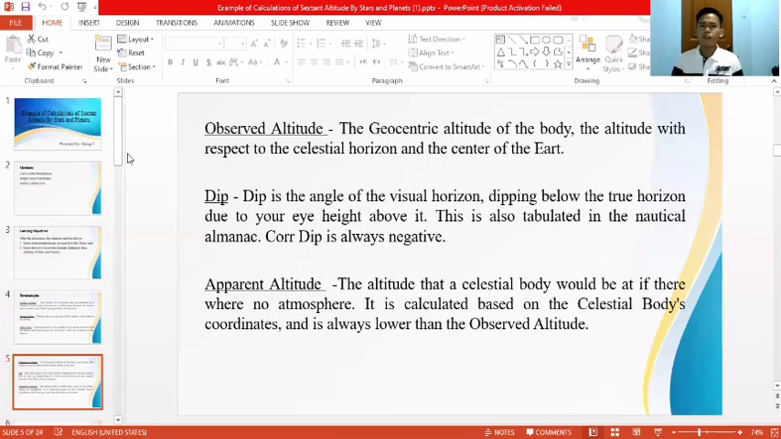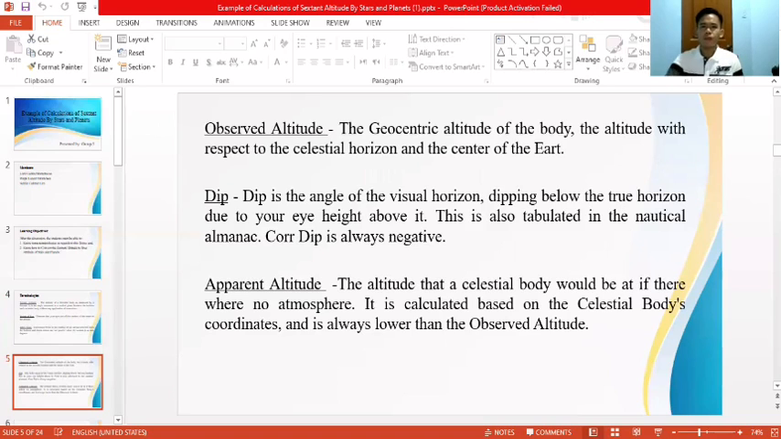Then the observed altitude is the geocentric altitude of the body, the altitude with respect to the celestial horizon and the center of the earth. Then the dip, or angle of dip, is the angle of the visual horizon dipping below the true horizon due to your eye's height above it. This is also tabulated in the nautical almanac. Corrected dip is always negative.